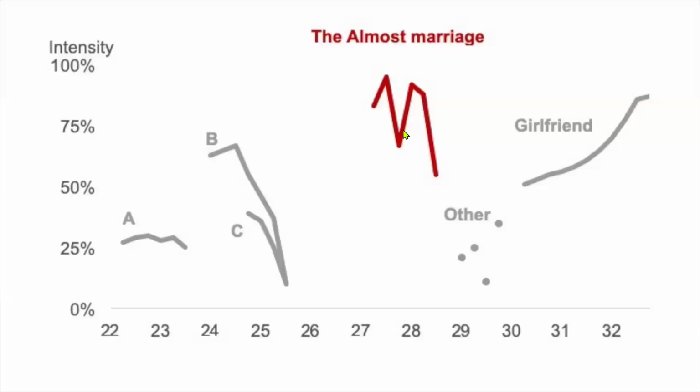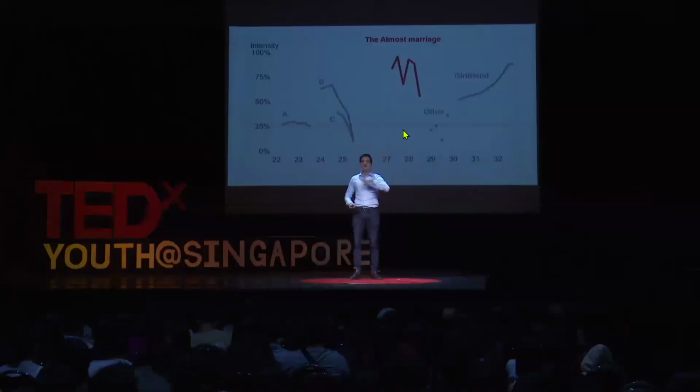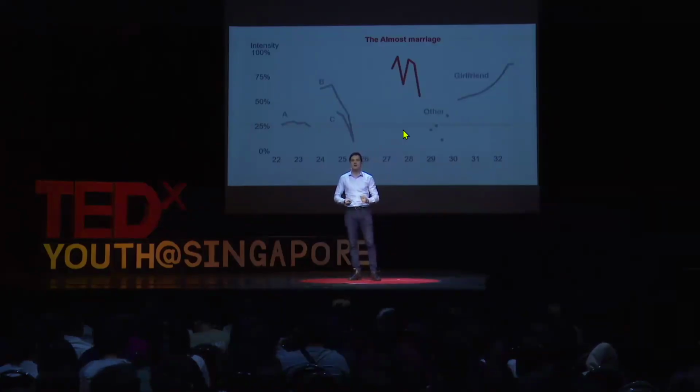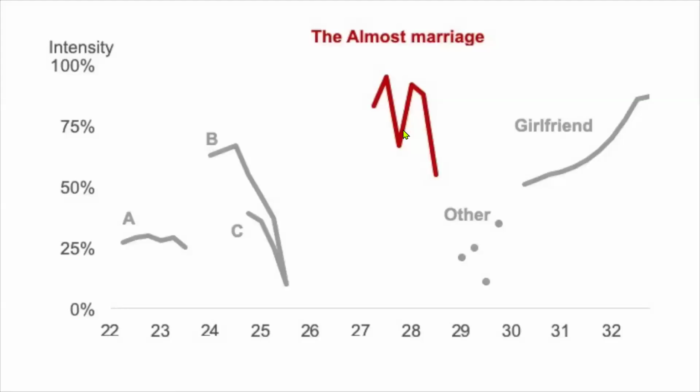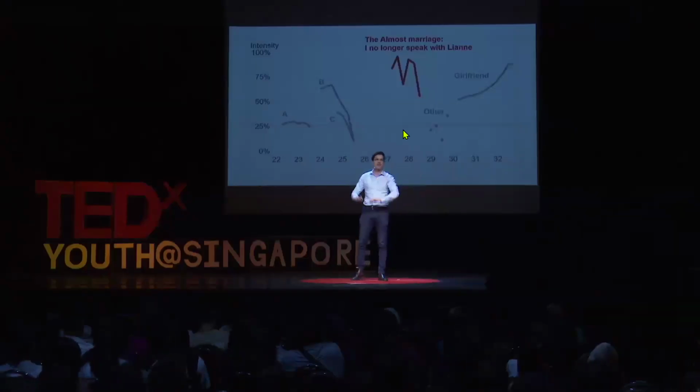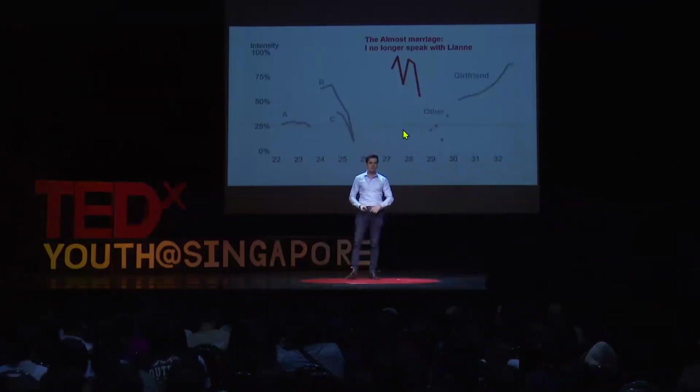And now we've got the most dangerous and volatile territory of all, the ups and downs of this almost marriage. And my current girlfriend might notice that the peak intensity of this relationship is higher than the highest peak of my relationship with her. So I need to add a little bit of reassurance here and just let her know that I no longer speak with men. And of course, their names have been changed in this example.